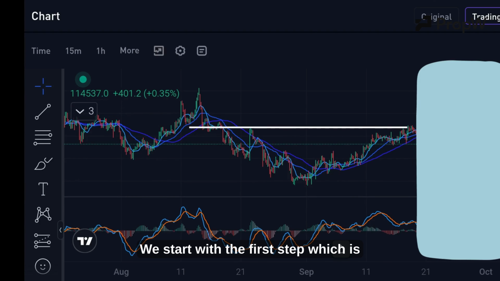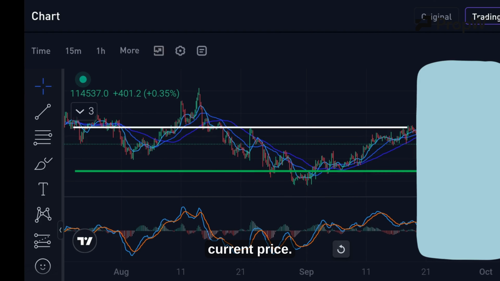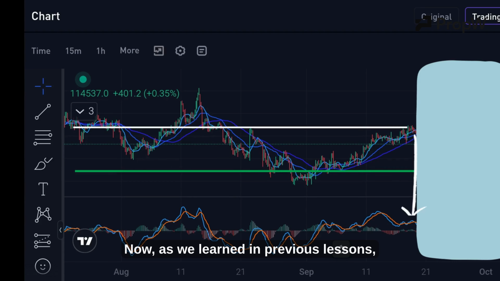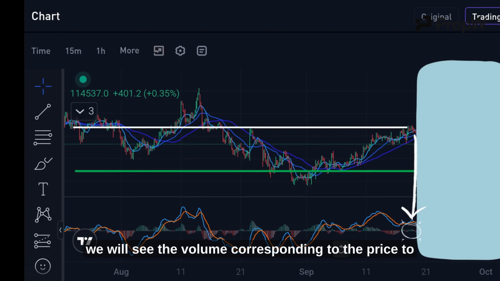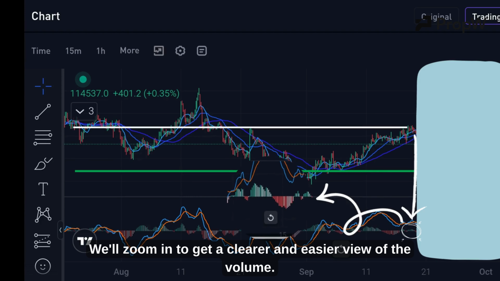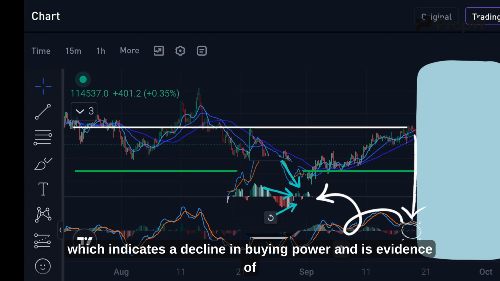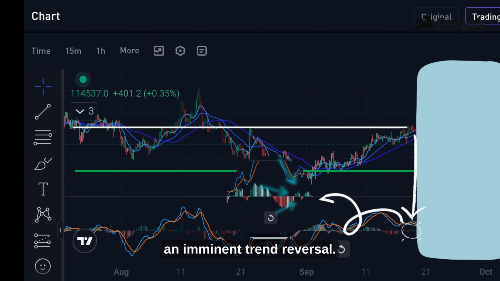We start with the first step, which is identifying the closest support and resistance to the current price. Now, as we learned in previous lessons, we will see the volume corresponding to the price to confirm the trend and know its strength. We'll zoom in to get a clearer and easier view of the volume. As we can see here, we have low buying volume, which indicates a decline in buying power and is evidence of an imminent trend reversal.